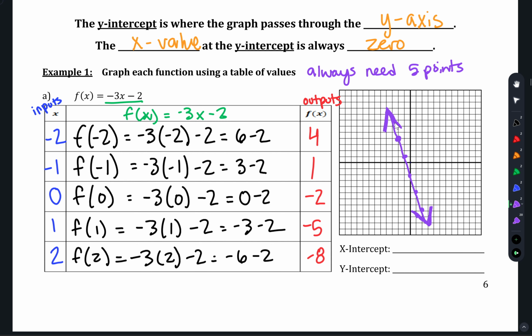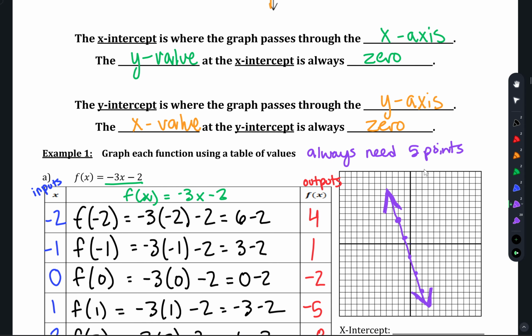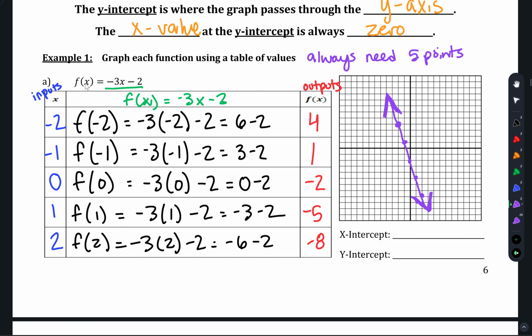Guess what? The y-intercept should be a freebie for us every single time if we did this right, because the y-intercept is where the graph passes through the y-axis. The x value at the y-intercept is 0. It should be right in the middle of our table every single time if we did it correctly. Let's write it as a coordinate. It should be (0, -2). Freebie. You don't have to do any work to get that.